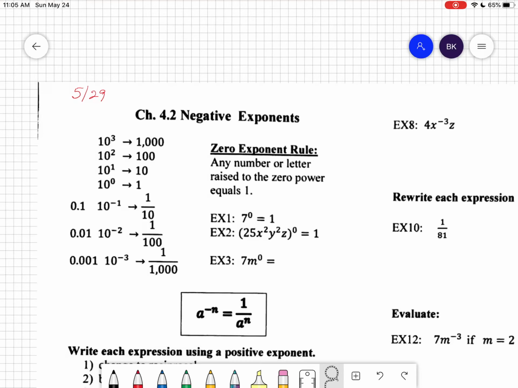Now let's take a look at example number 3. 7m to the 0 power. So 7 times m raised to the 0 power. Now remember, the 0 power belongs to what base? I'm going to underline that. It belongs to m, base m. So 7 is not connected to the 0 power, so it stays the same, times m to the 0 power, which is always 1. So 7 times 1 is 7. And that is your final answer.